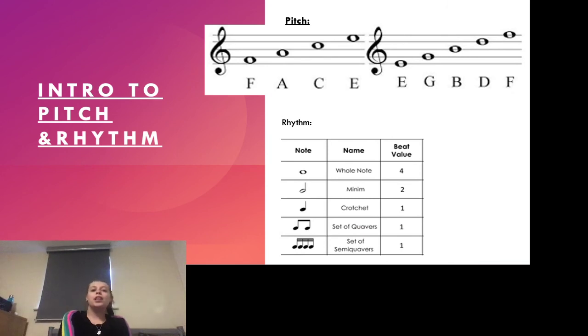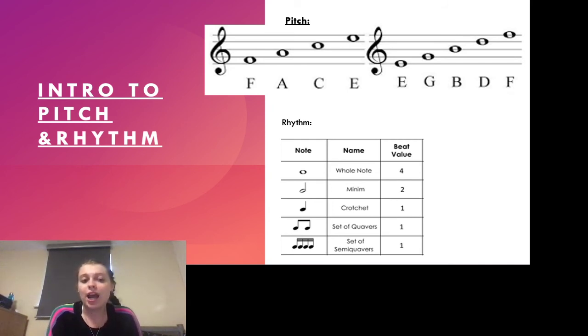So just remember that the notes between the lines spell out FACE, and the notes on the lines, I use Every Good Boy Deserves Football, but you can always change it, make it anything that helps you remember. Don't worry about it, so long as it's helping you. You don't have to worry about everybody else. And as you went over, that first one that looks like a circle is a whole note that lasts for 4 beats. Minims last for 2, crotchets for 1, quavers 1, and semi-quavers 1.